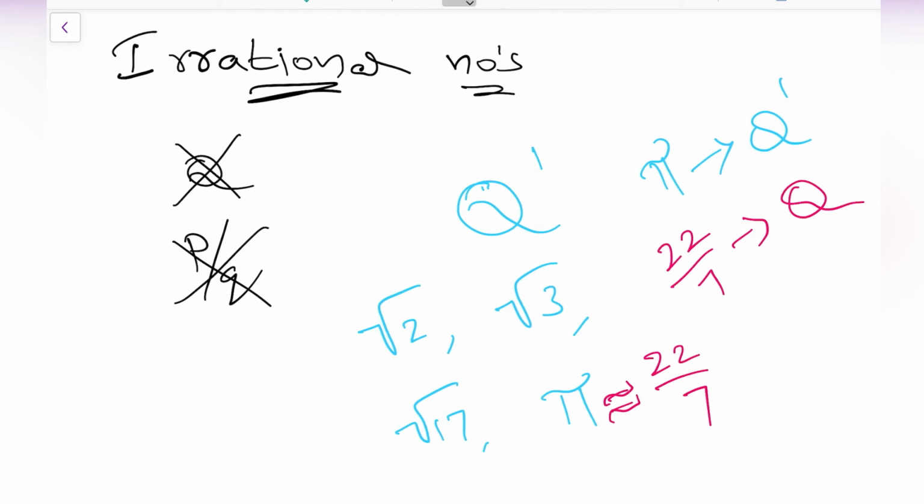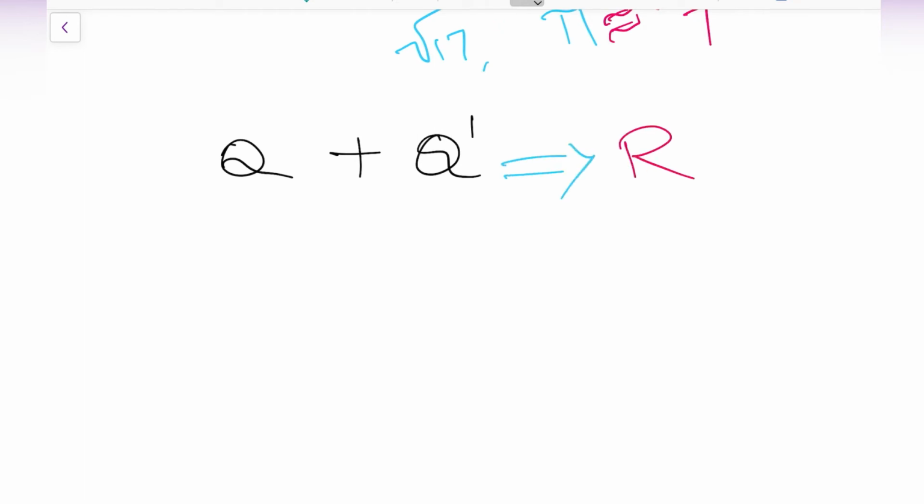Okay, now we have rational numbers that are represented by Q, and we have irrational numbers which are represented with Q dash. So these rational numbers and irrational numbers, if we combine them together, we will get one more number system. Those are nothing but real numbers. Real numbers are represented with capital R.